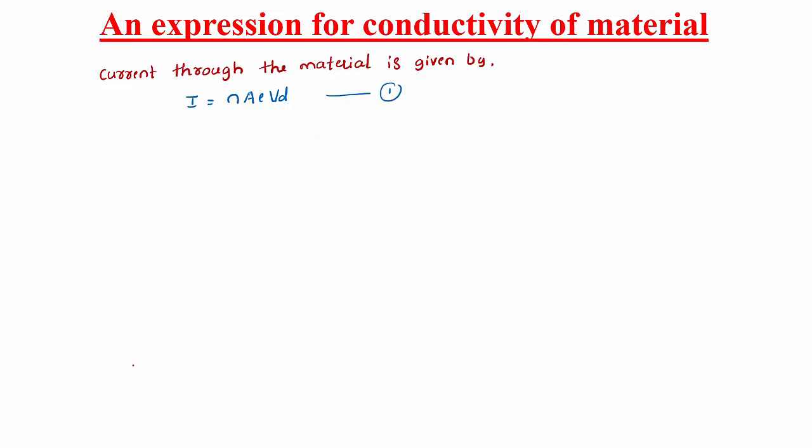This is current through the material. Then I am going to take the second point, that is drift velocity. We already derived an expression for drift velocity that you can remember here.